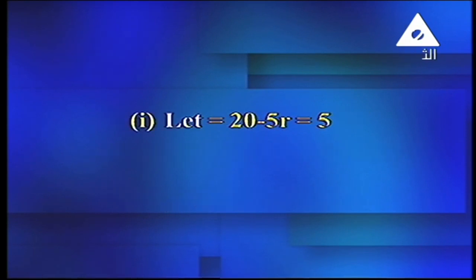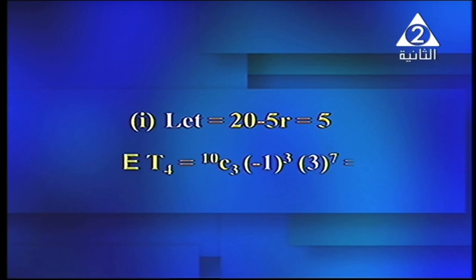5r. Therefore, my dear student, let 20 minus 5r equal 5 to find the value of r. If 20 minus 5r equals 5, then 5r equals 15, r equals 3. Then the term is 3 plus 1, T4. The coefficient of T4 equals 10C3 (negative 1)^3, 3^7, using a calculator to find the value.